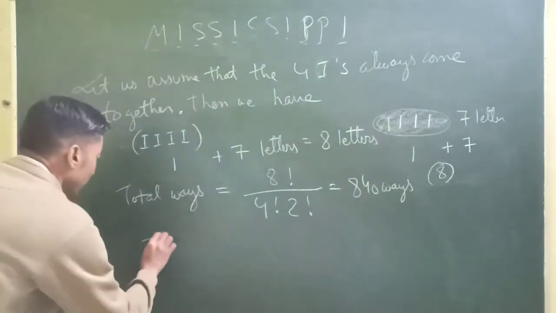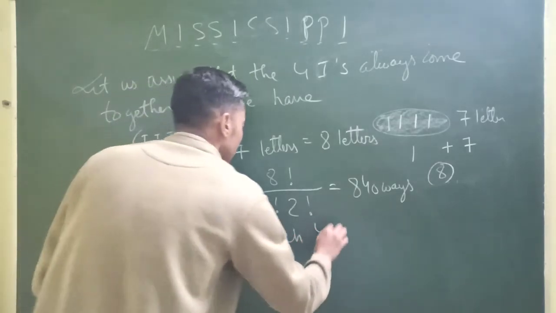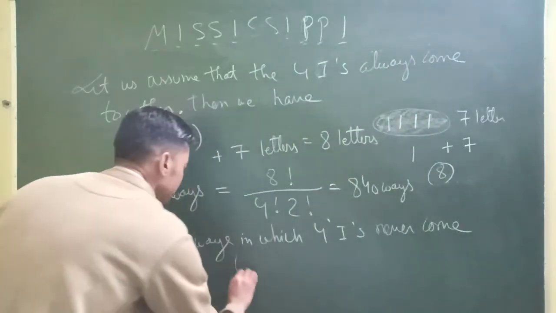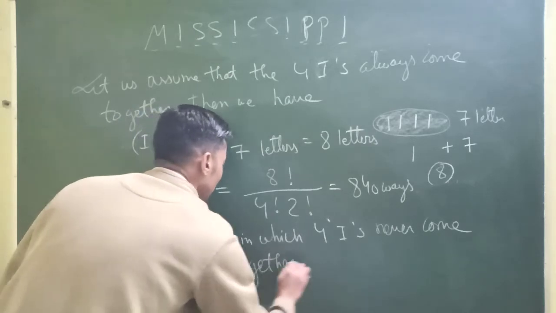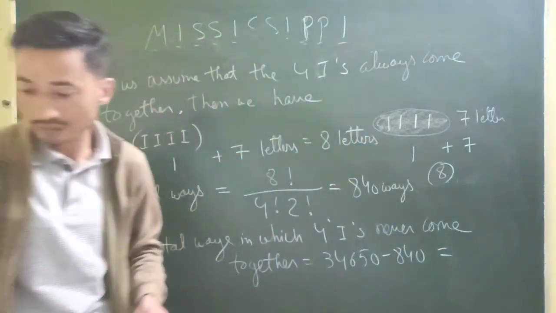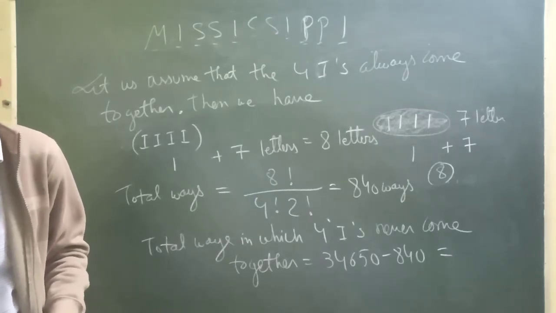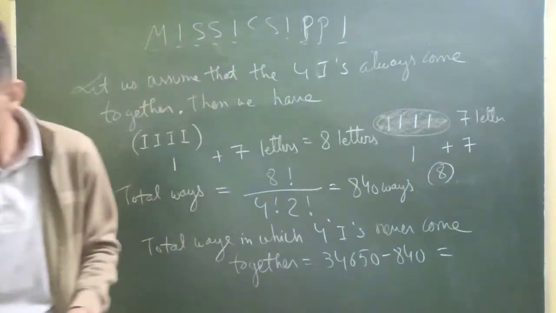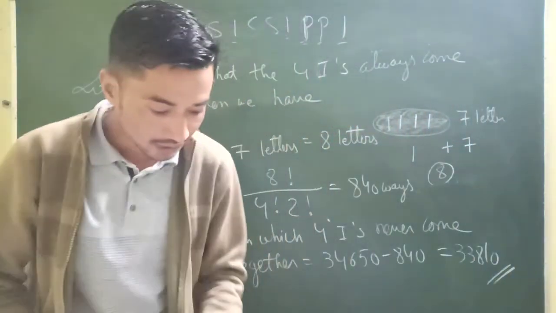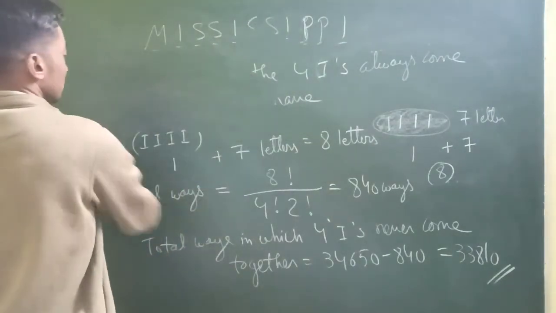Got it, no? So the total ways in which the 4 i's never come together will be 34,650 minus 840 ways, so that will be 33,810. 33,810 ways.